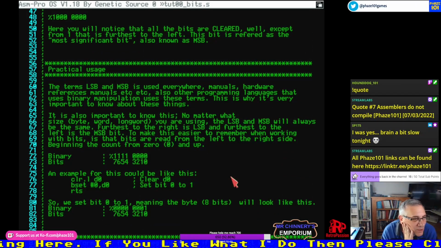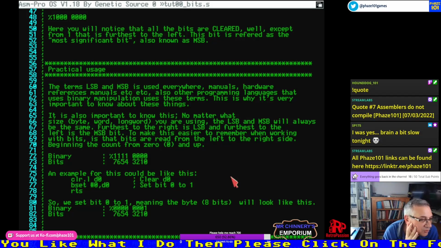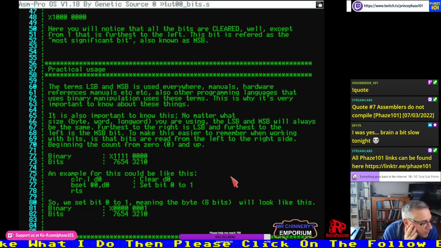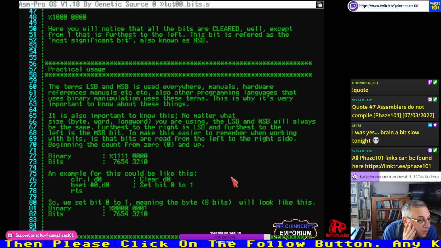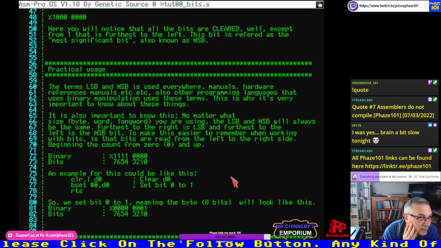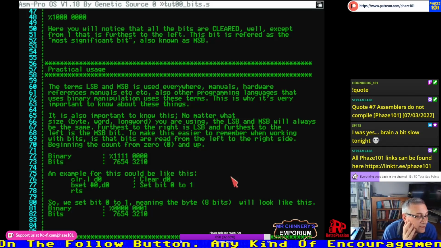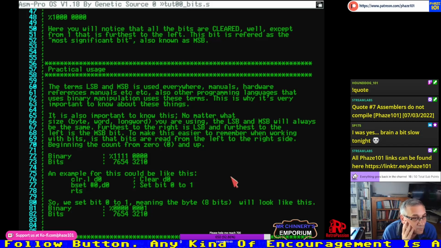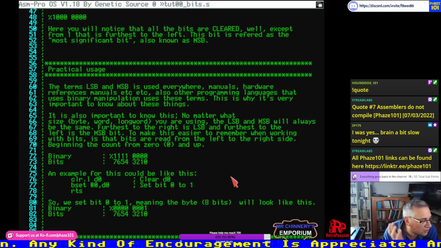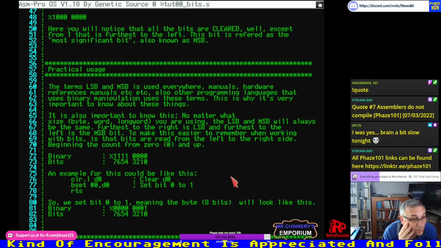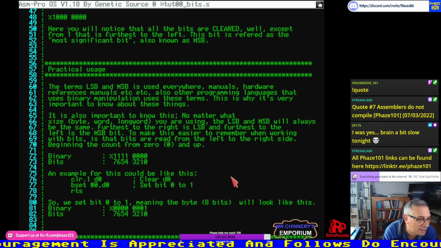Practice usage. The terms LSB and MSB, yeah, that's one thing that I forgot to mention. MSB is most significant bit, and it's also the leftmost bit of any byte, word, or long word. It is used everywhere. You will find LSB and MSB everywhere in manuals, hardware reference manuals, etc. All other programming languages that use binary manipulation use these terms. This is why it's very important to know about these things.